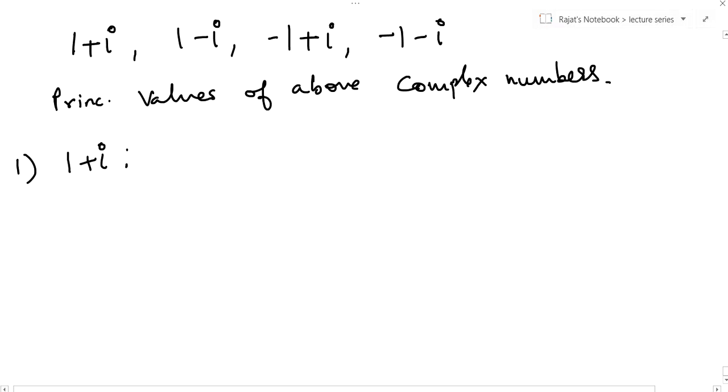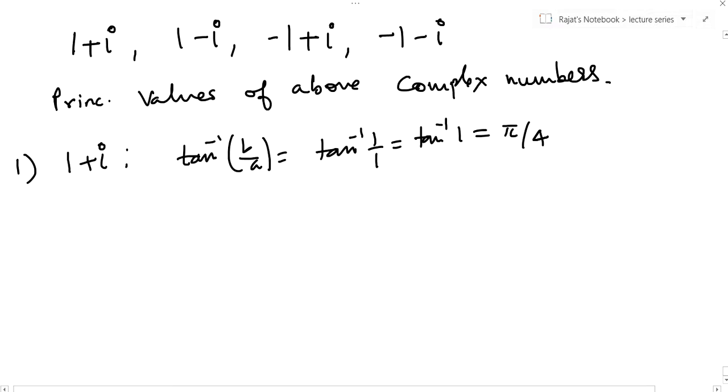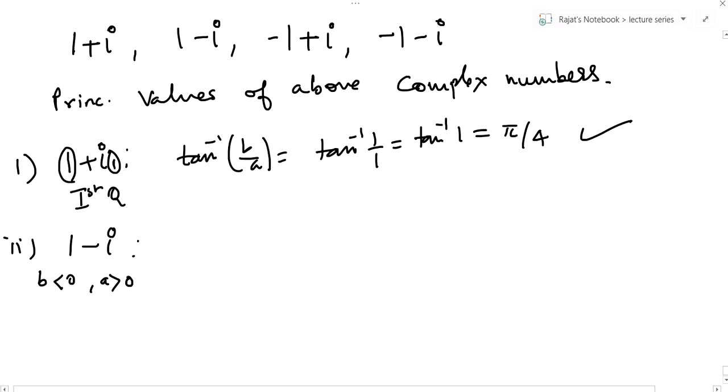Obviously we know that the argument of this complex number is tan inverse b by a, which is equal to tan inverse 1 by 1, which is pi by 4. And b is positive, a is positive, so it should lie in the first quadrant, and we are getting an angle in the first quadrant, pi by 4, and pi by 4 also lies between minus pi and pi. So this is the principal value. Second, 1 minus i. Now if you see, b is negative and a is positive, so this is essentially the fourth quadrant.